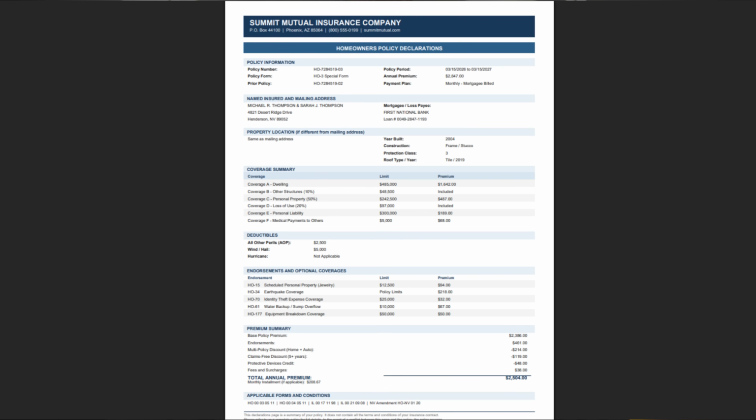If a deductible changed, this is where you see it. If a coverage is missing, this is where you catch it. If the wrong mortgage company, vehicle, or address is listed, this is usually where the problem shows up first. Today, we're going to walk you through a sample declarations page section by section so that by the end of this video, you can pick up yours and actually understand what you're looking at.